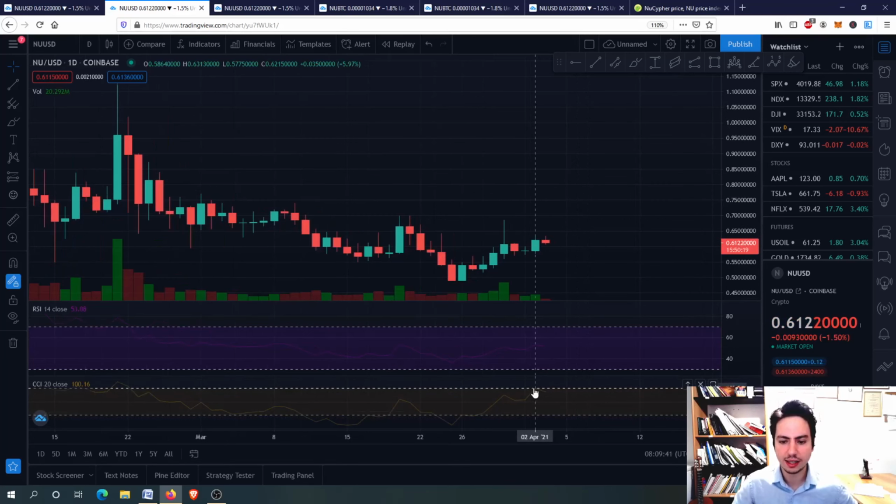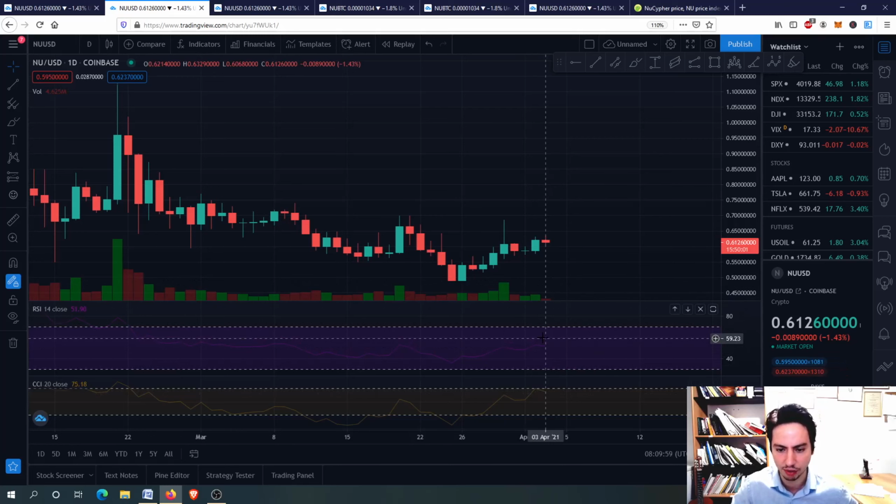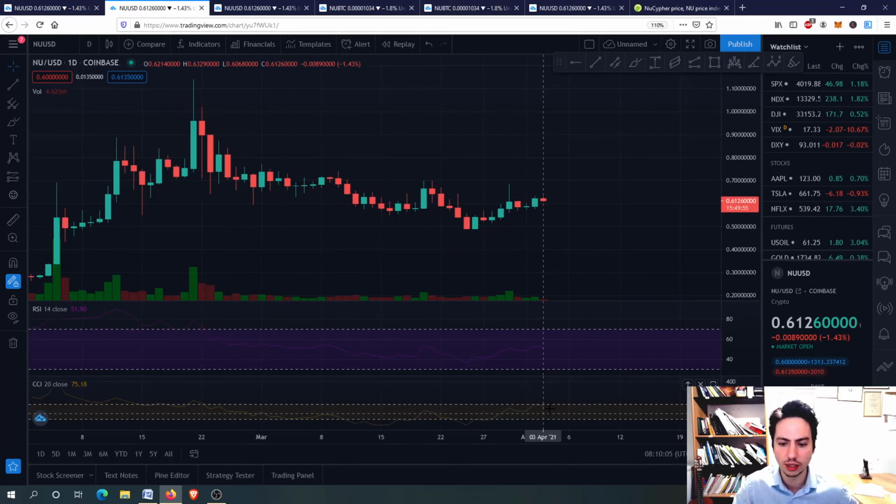Here you can see that CCI is reaching the top, and it was like a resistance level for the commodity channel index. Of course, there are resistance levels for the relative strength index and the commodity channel index as well. So here we can see it going a bit down and the RSI moving sideways, going a bit down. I don't know what will be the case here, but I want to see in the next hours and days what NuCypher will do with the RSI and the commodity channel index.